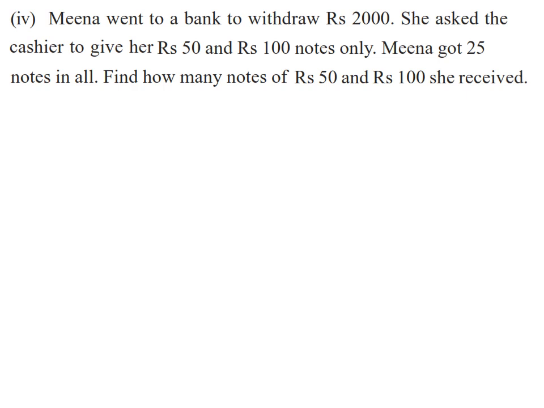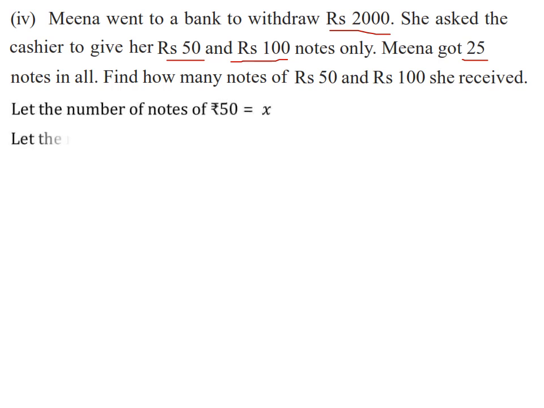So Meena went to a bank and withdrew a total amount of rupees 2000, and she got notes of rupees 50 and rupees 100. Total notes is 25. So how many notes are there? We have to find individually. So for that, let us assume the number of notes of rupees 50 is x, and let the number of notes of rupees 100 be y.